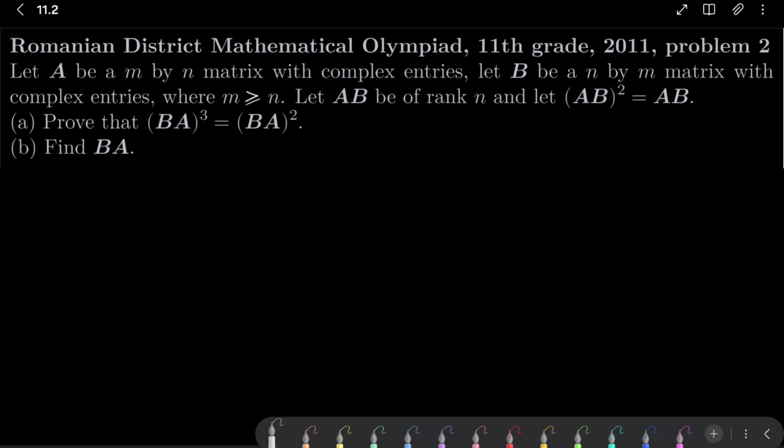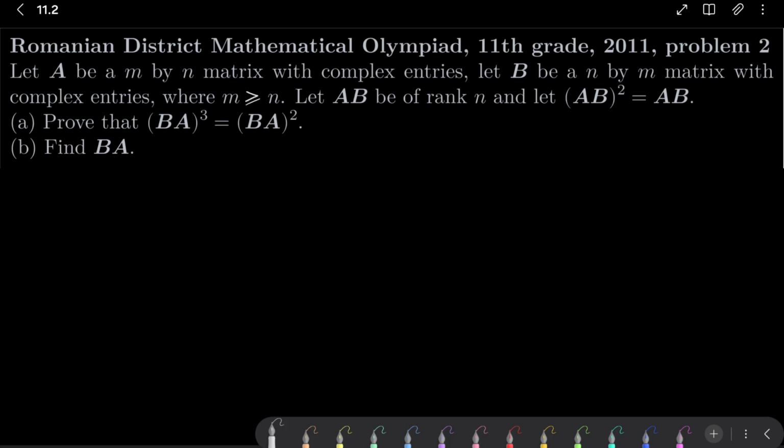Part A is very easy. Prove that (BA) cubed equals (BA) squared. And part B, find BA. Actually, if you do B, then A is trivial. And curiously, we will not use the result of part A to find BA itself.